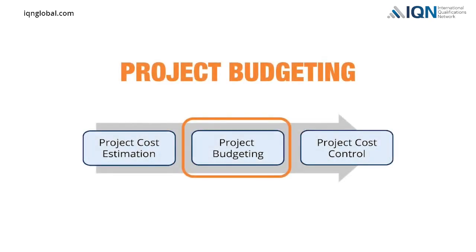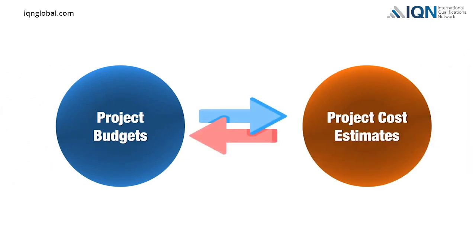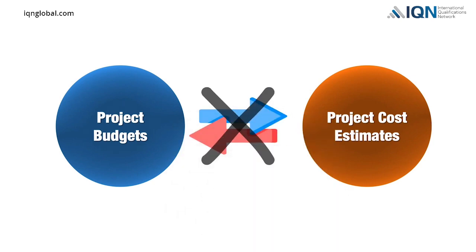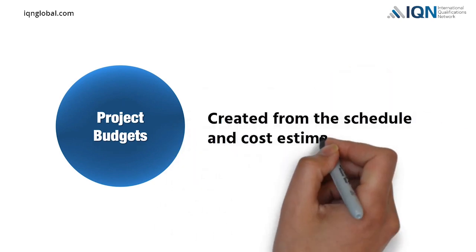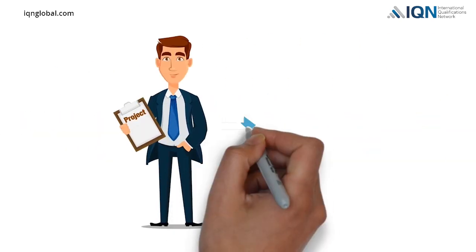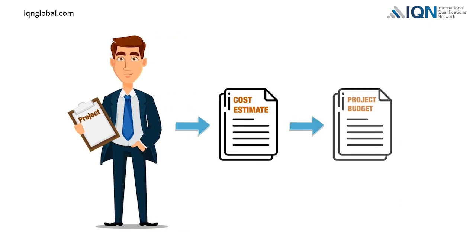Project budgeting. Many people use the concepts project budgets and project cost estimates interchangeably. But these two are different. The project budget is created from the schedule and cost estimates. That is why the project manager works on the cost estimate first and then moves on to preparing the budget.